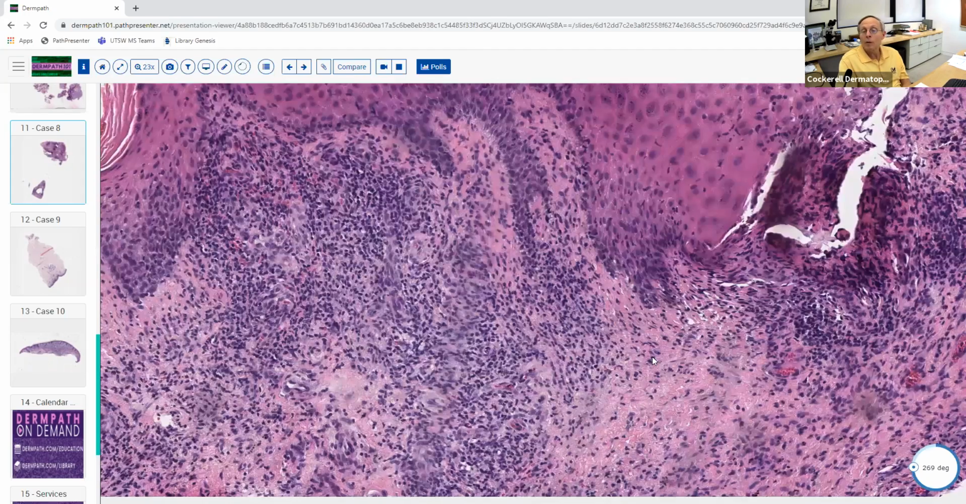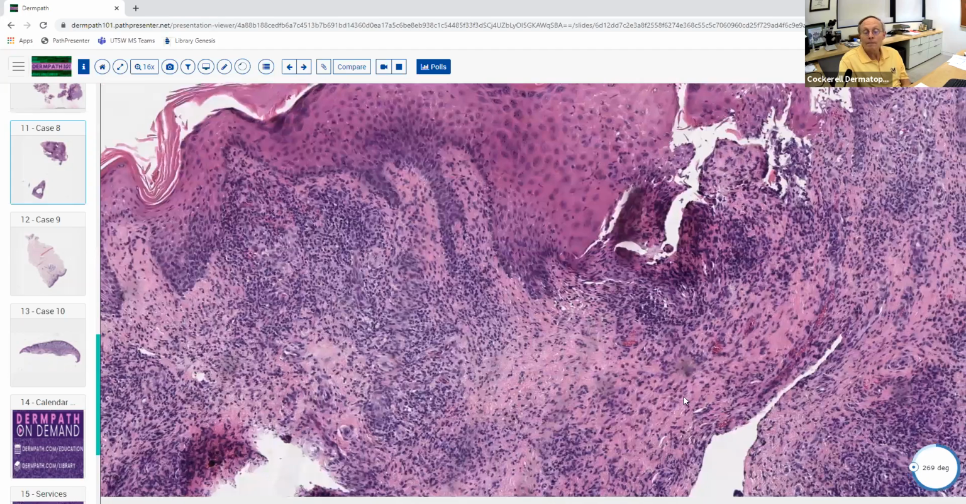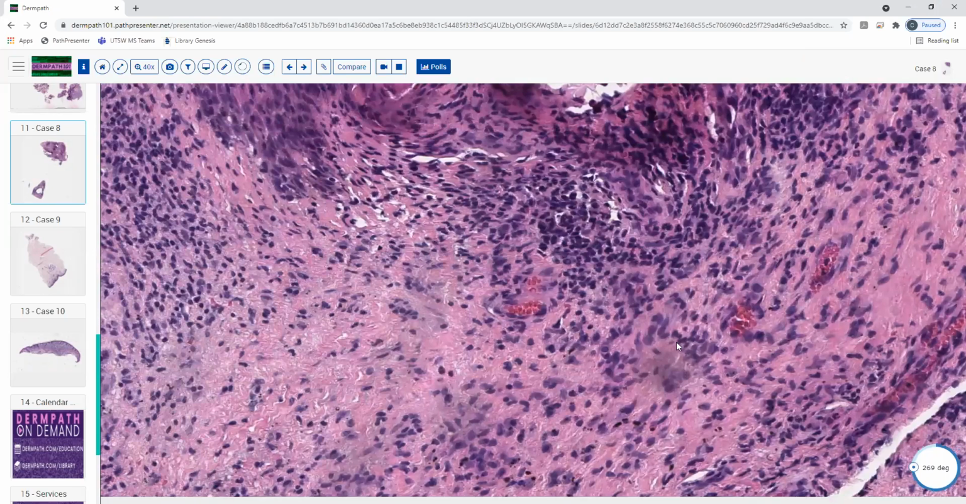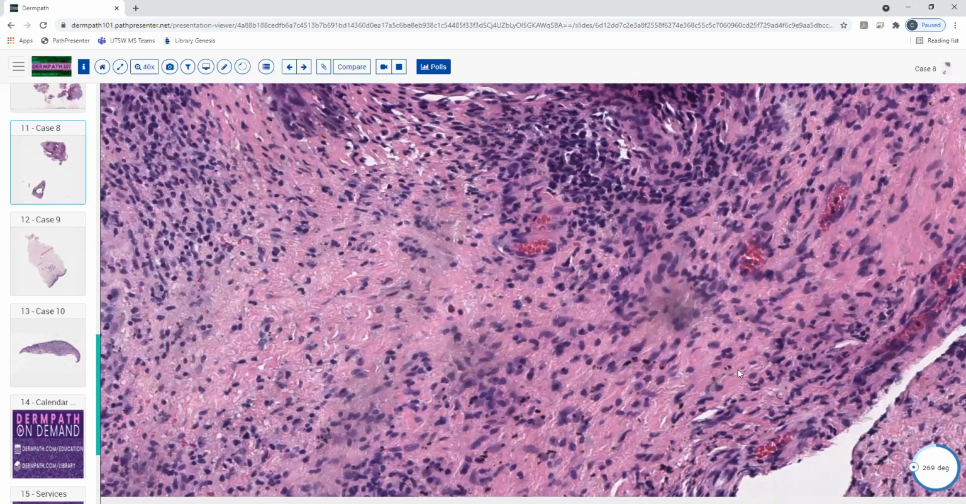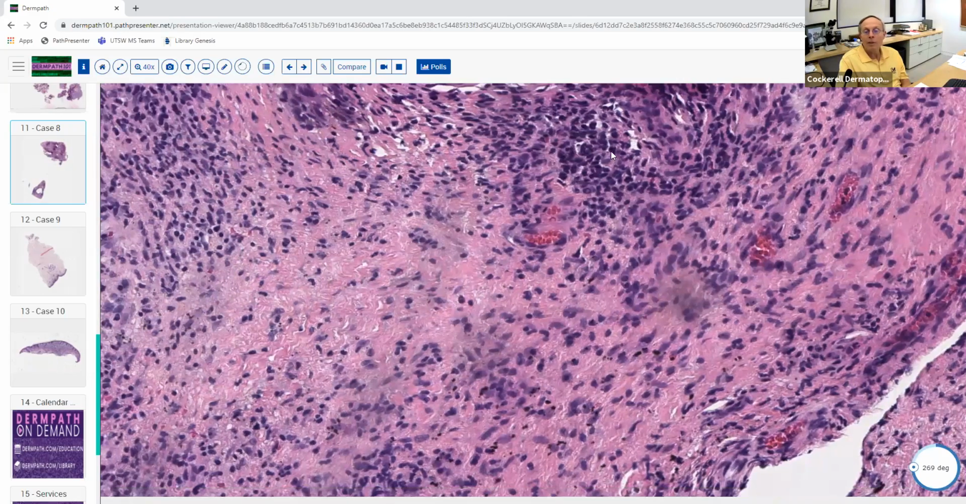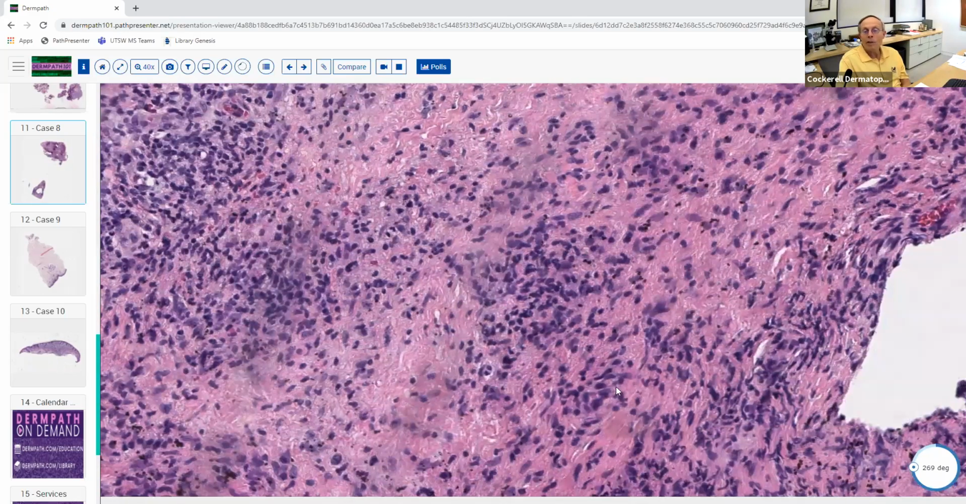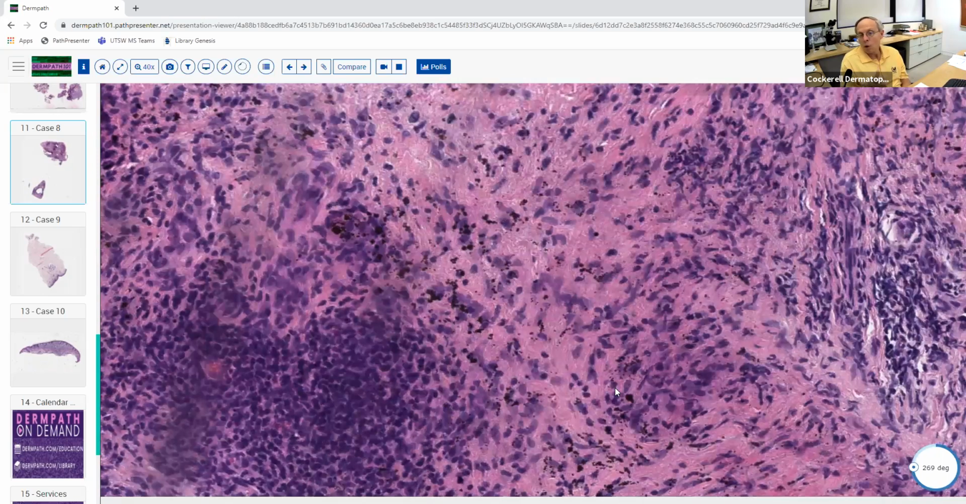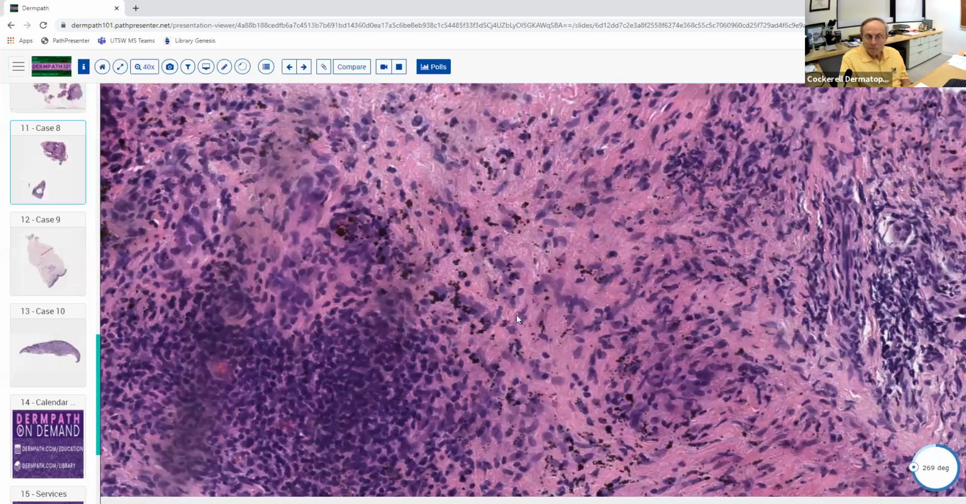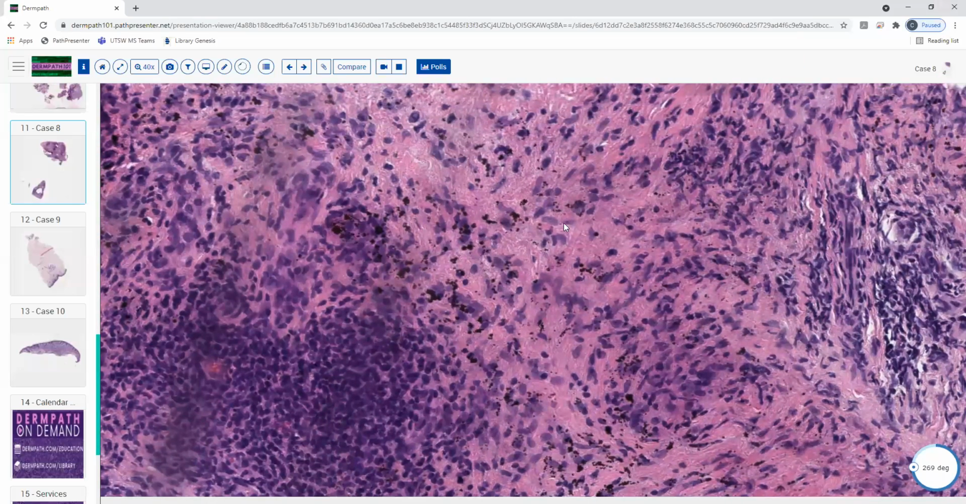Was there anything else that you noticed in this when you started looking at it? Yeah, I think that there's pigment in there, like the black. Yeah, there's pigment in here. Good. So we had an earlier case of a sarcoidal foreign body granulomatous reaction. Is this normal pigment here? No, I think it's exogenous. It is exogenous. Now, why is it exogenous?